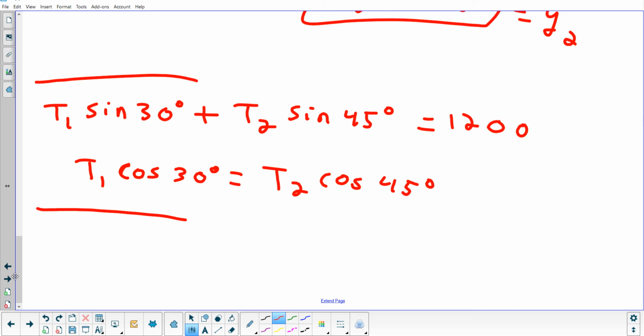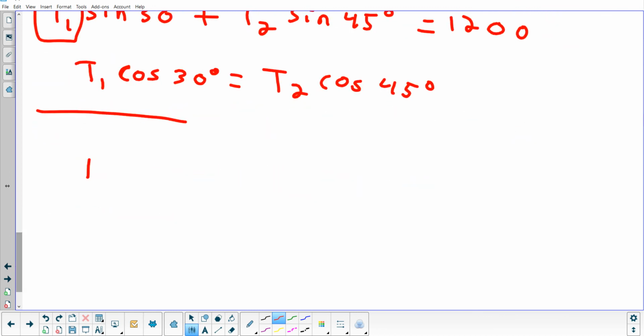Yep, so what do you want to substitute for? We can do the top one. Let's say we want to substitute for T1. Now solve the bottom one for T1. You have to get T1 by itself. Never mind, maybe the bottom's easier. What would T1 equal if you get it by itself?